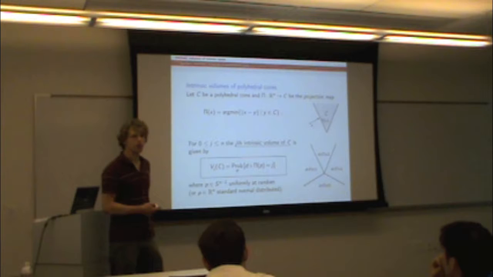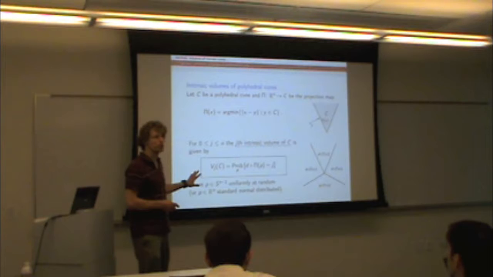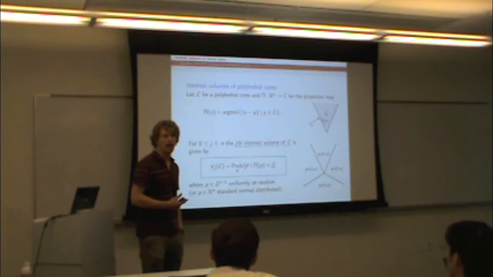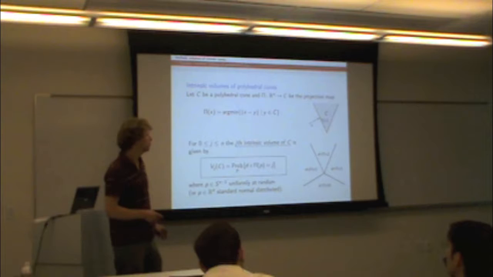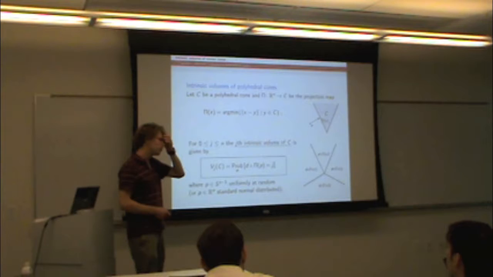And I should mention at this point that this characterization doesn't hold for more general cones. So we are also interested in, say, the cone of positive semi-definite matrices, and this is not polyhedral. So to cover the more general case of a convex cone, we cannot use this characterization, but this is a very good starting point to get an idea of what these intrinsic volumes are.